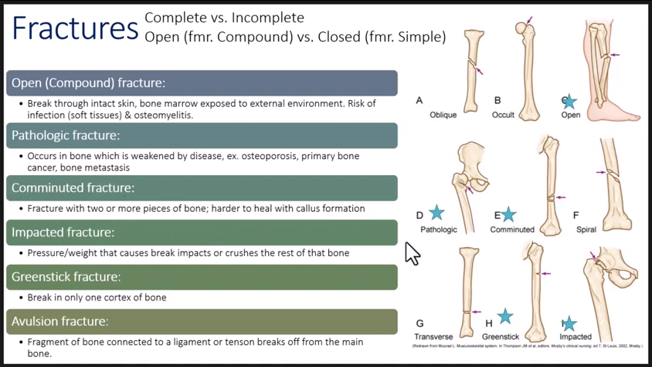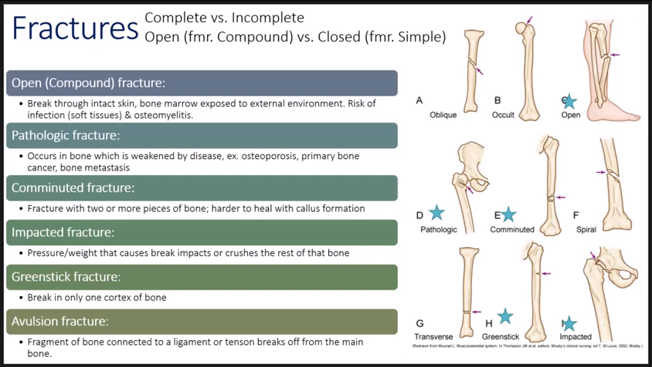Comminuted fracture. A comminuted fracture is when there is a fracture with two or more pieces or segments of bone. So sometimes it's called a segmented fracture because the bone's been segmented into multiple pieces. You can see that here. This can be more problematic for healing, especially if there is any displacement of that piece of bone.